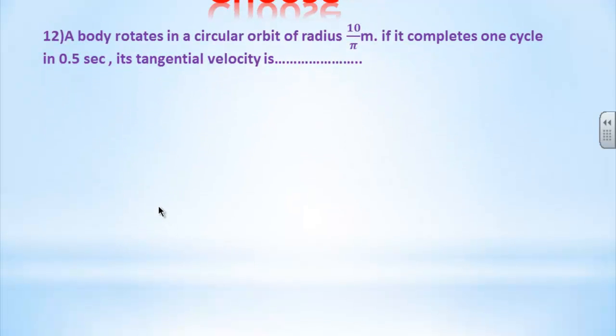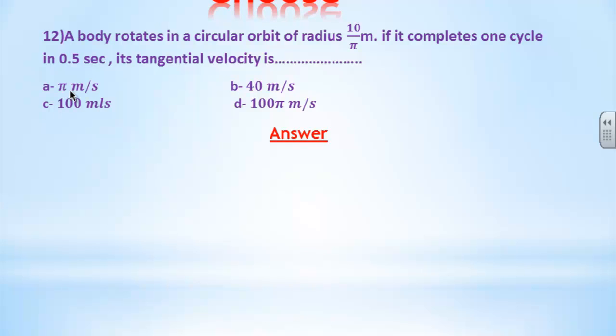12. A body rotates in a circular orbit of radius 10 over pi meter. If it completes one cycle in 0.5 seconds, its tangential velocity is: A. pi meter per second, B. 40 meter per second, C. 100 meter per second, D. 100 pi meter per second.